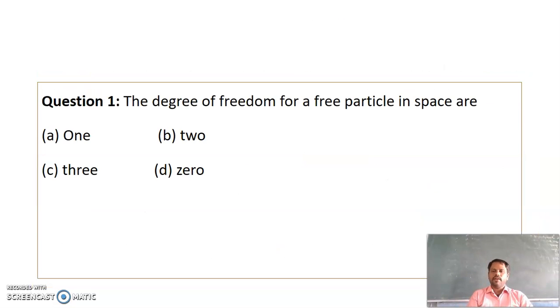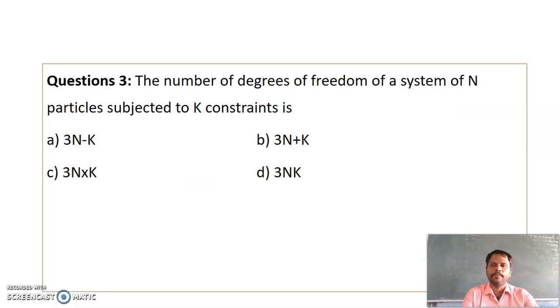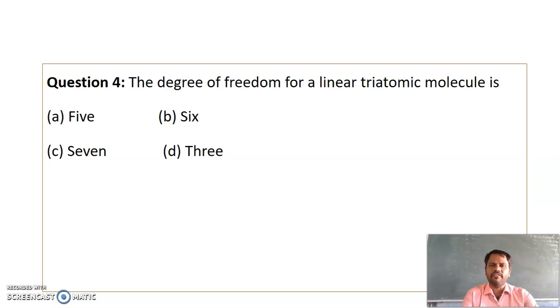So now let's have a small MCQ session. Question number 1. The degree of freedom for a free particle in space is 3. Question number 2. The degree of freedom for n particles in space is, answer is 3n. Question 3. The number of degrees of freedom of a system of n particles subjected to k constraints is, answer 3n minus k. Question number 4. The degree of freedom for a linear triatomic molecule, it is 7.